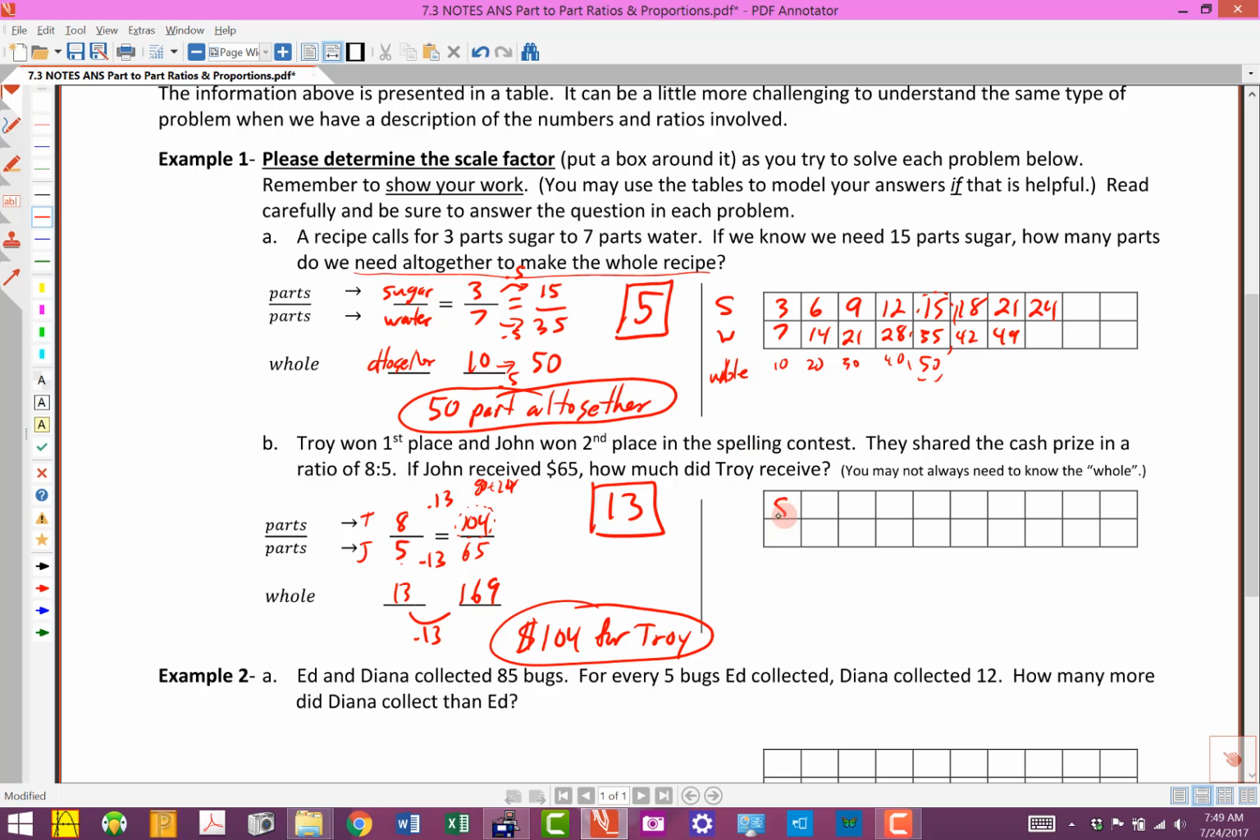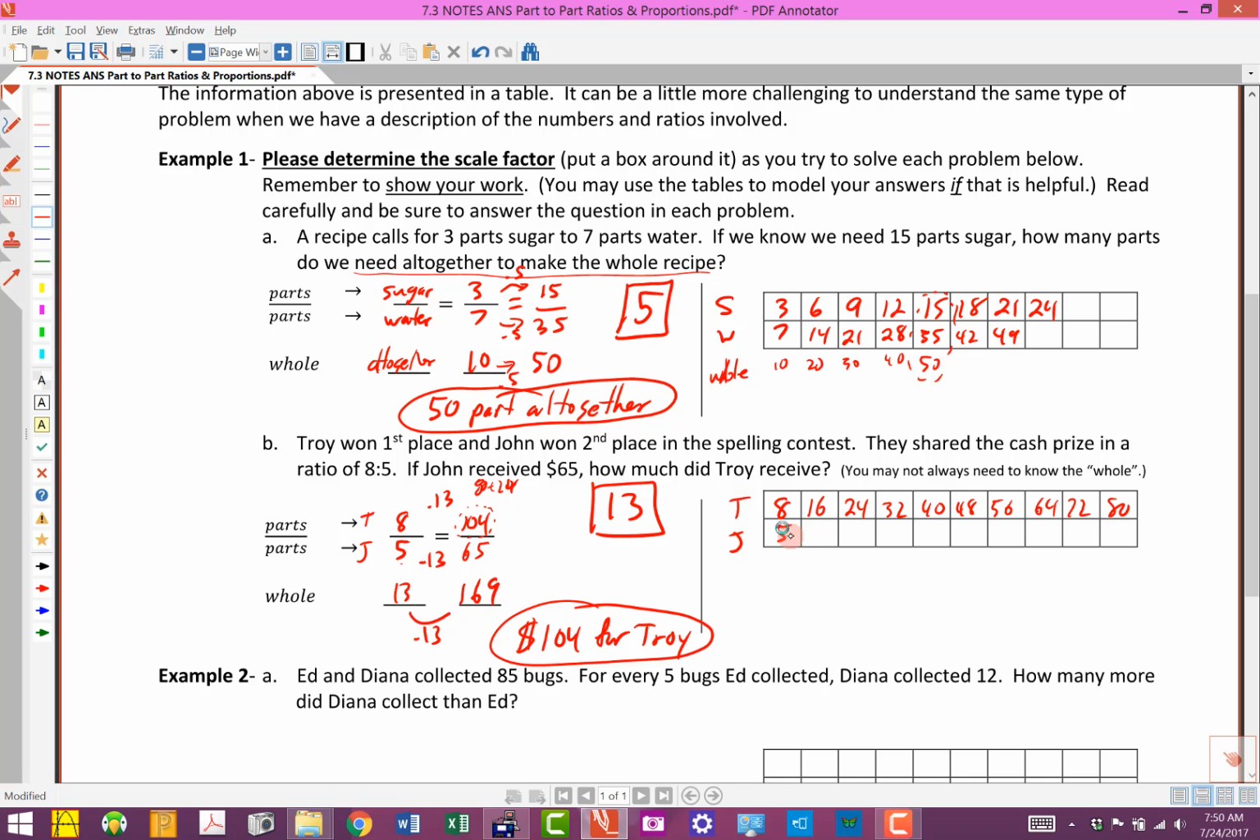So we'd start off like this, 8 and 5, and again, this is Troy and this is John. So the ratio of Troy's winnings to John's winnings was 8 to 5, and then let's just count by each one of these. So count by 8, 16, 24, 32, 40, 48, 56, 64, 72, 80. Well, so we've run into a bit of a problem here because this is a big enough number. We've got to have a longer list here.